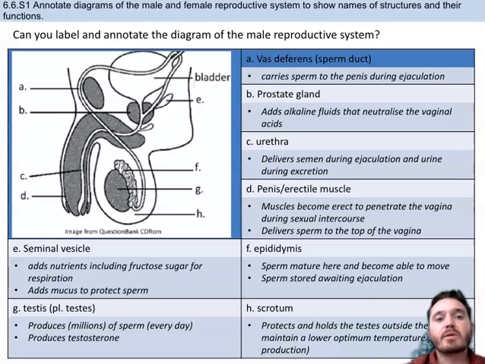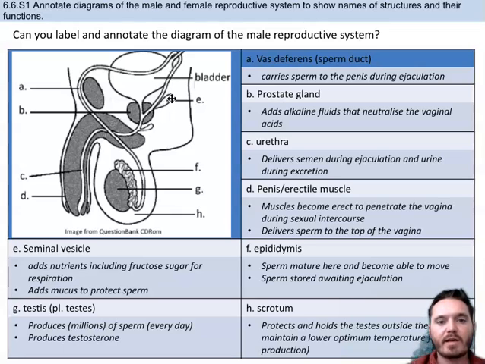Okay, you're also supposed to be able to annotate diagrams of the male reproductive system and show the names and structures and their functions. So with the male reproductive system, we have the testes over here, which is G. That's going to be producing sperm, as well as the testosterone that we talked about earlier. You have your epididymis over here. This is where the sperm actually matures. Then the sperm are going to swim through the vas deferens, this tube over here, noted with A. They're going to keep swimming through the vas deferens.